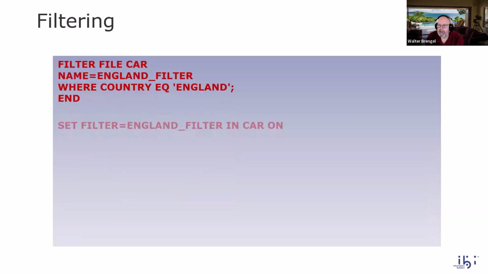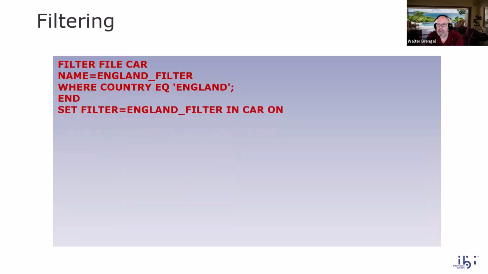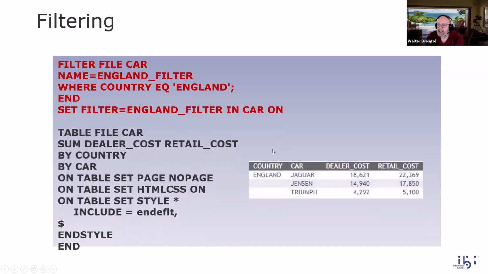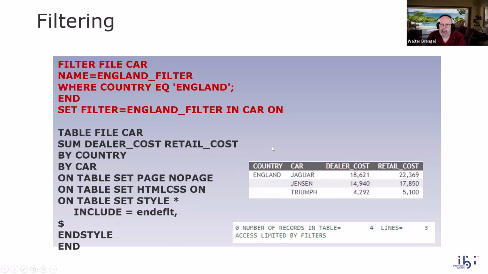So to activate it, we have to do the set filter on. So we have our filter code. Then we set filter equals England filter, the name, in car on. Same query. Now we only see England. Plus we see, if you do a view source, if you're running to output HTML, number of records in table, and it says access limited by filters. So we put that message because there is no where condition here, but you are being filtered. So this is to let you know that probably something is happening outside of what you asked for.